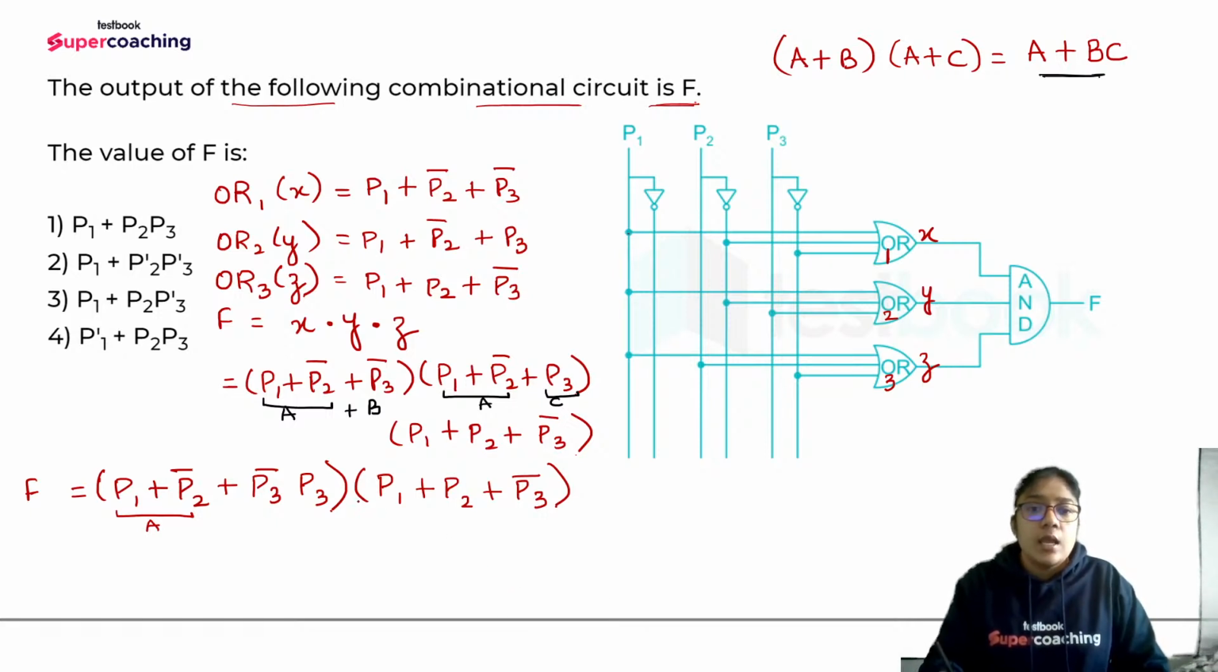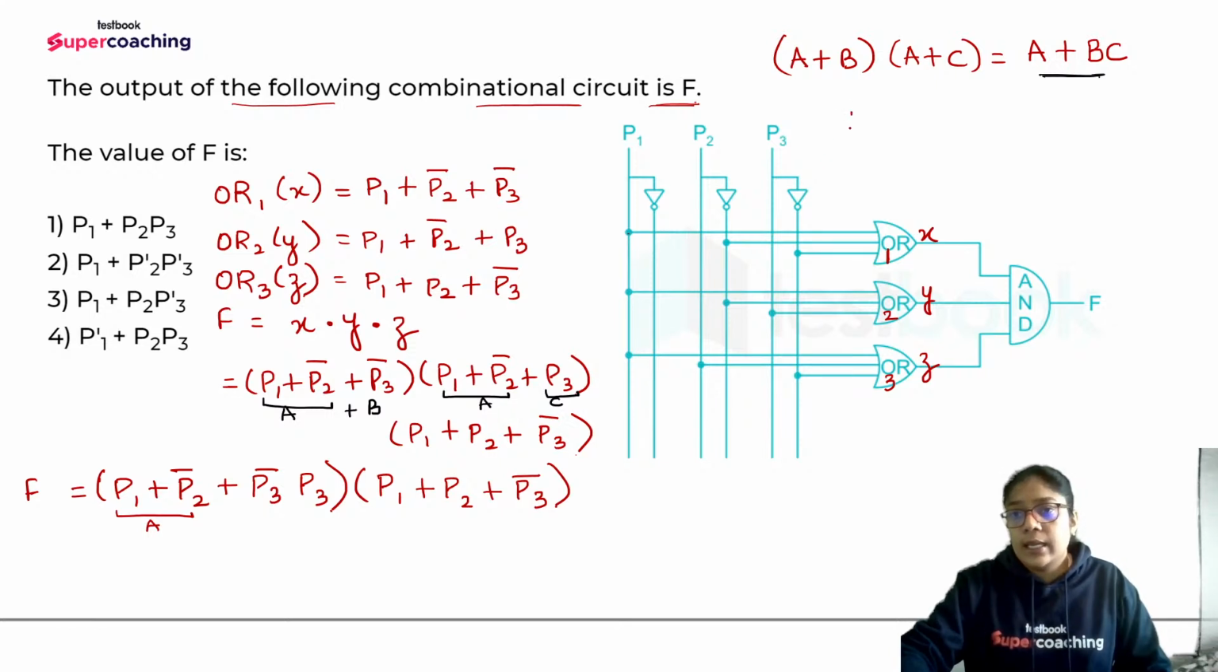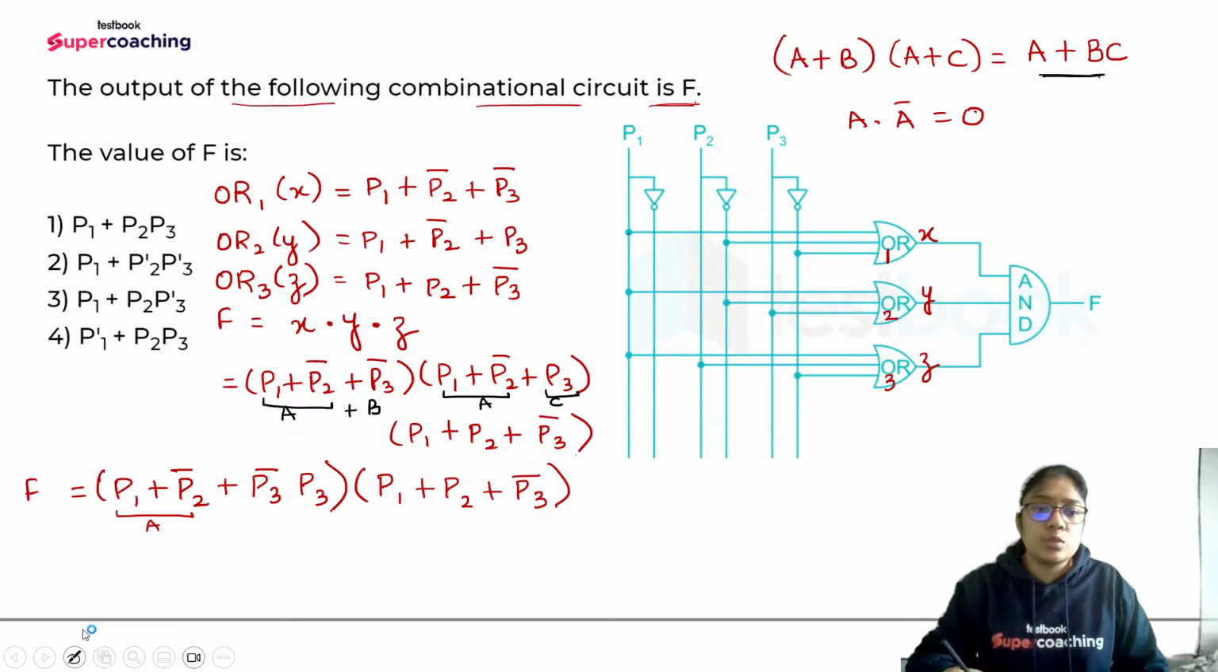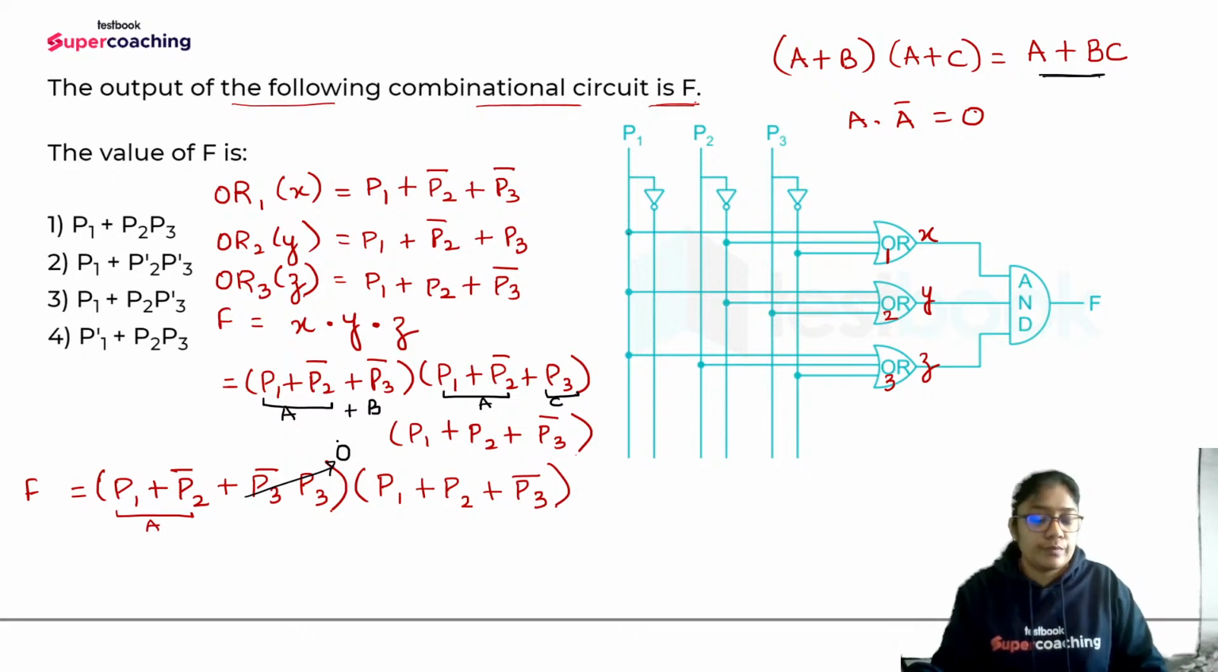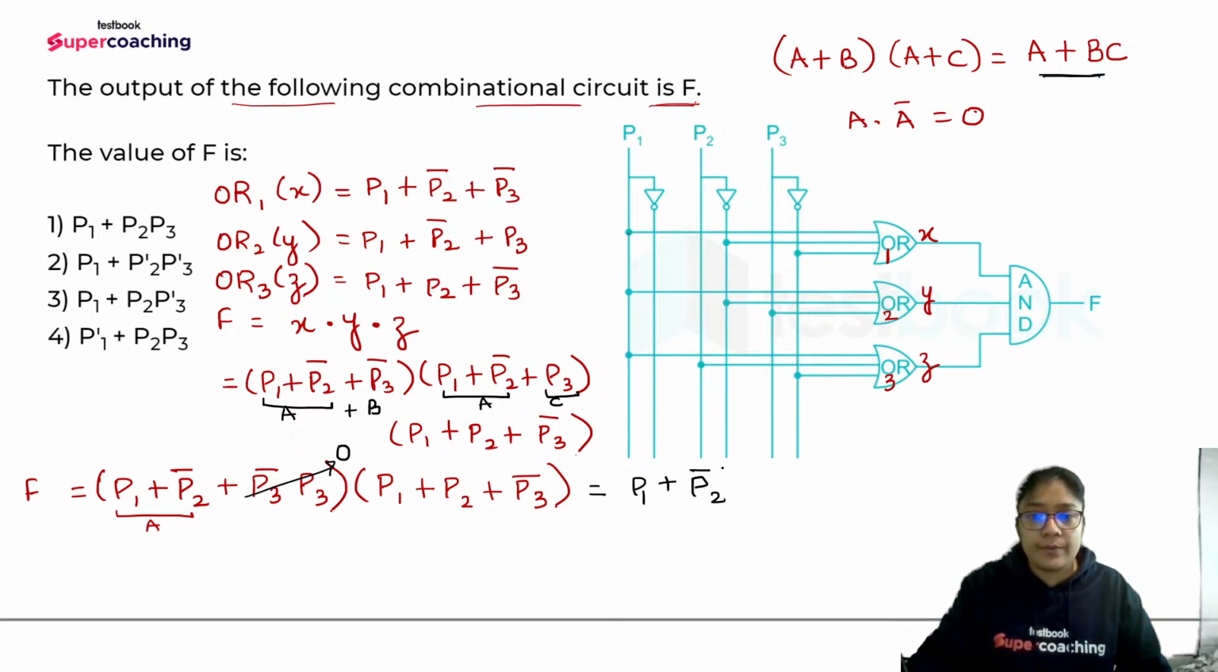Make sense? Now, we know that A into A complement is 0. So this term, P3 complement and P3, becomes 0. Make sense? यहाँ तक कोई doubt? So ultimately the expression comes out to be P1 plus P2 complement, and here we have P1 plus P2 plus P3 complement.